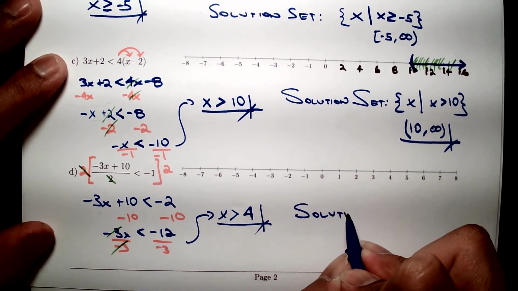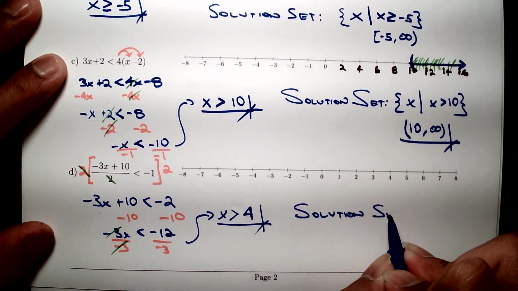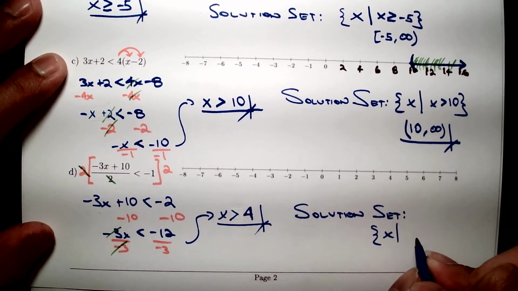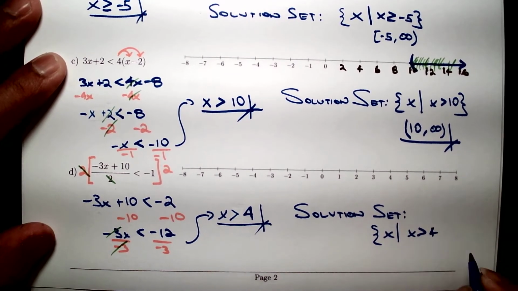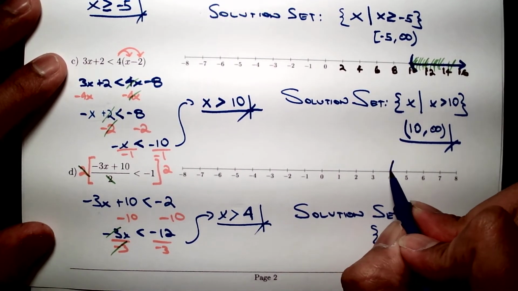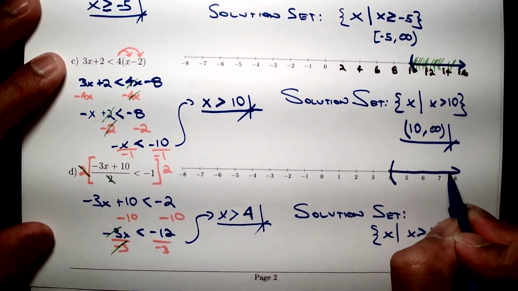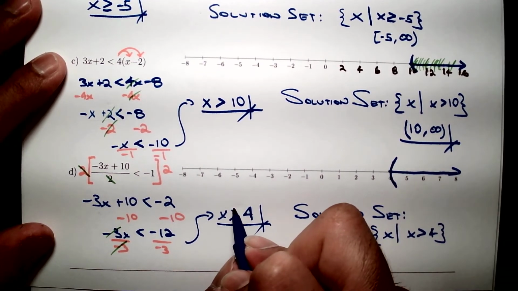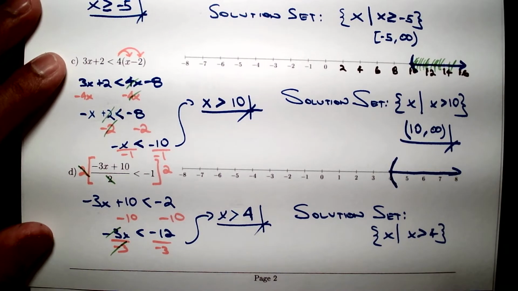And then from here, solution set using set notation x such that x greater than 4, and using interval notation, well, let's do the graph first. So greater than 4, like this pretty much, using parentheses because it's only greater than, there's no equal part.